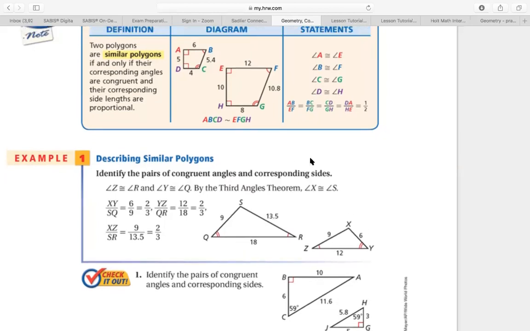Okay, let's answer the one that is down. Identify the pairs of congruent angles and corresponding sides. They didn't give me any givens. Who will tell me what are the congruent angles here? They didn't give me anything.